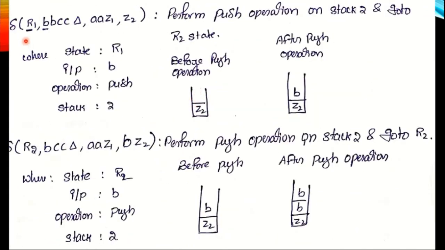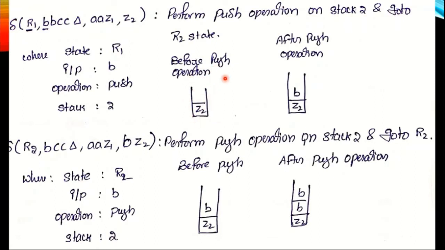So when in R1 the input is B and the top of stack 2 is empty, Z2, we perform the push operation on stack 2 and go to the R2 state. So the current state is R1, the input is B, and we are performing the push operation on stack 2. The initial configuration of stack 2 is an empty stack, that is, only Z2.